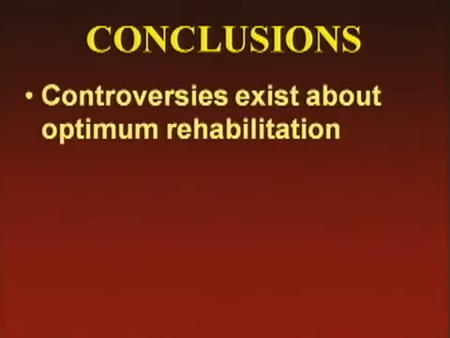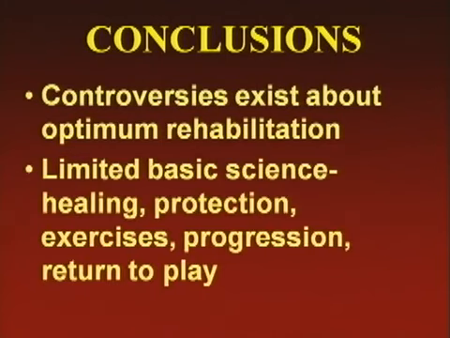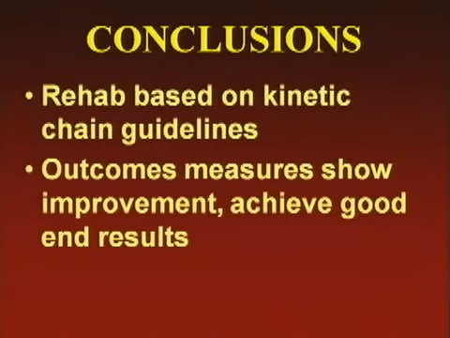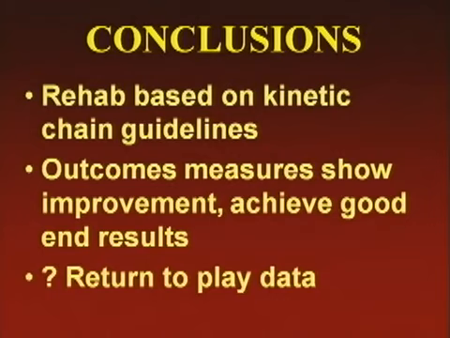So there's a lot of controversy about this, and I'm sure some of you do different than what I do. It's mainly because we don't have enough basic science to understand this entirely. But this is based on mechanics and physiology, how we put together our program. And right now it's based on these kinetic chain guidelines, and the measurements show improvement and good end results at this early period of time that appear to be durable over a couple of years. We still don't have the exact criteria for return to play, but once again, it's based on kinetic chain. So this is where we are right now with our therapy.